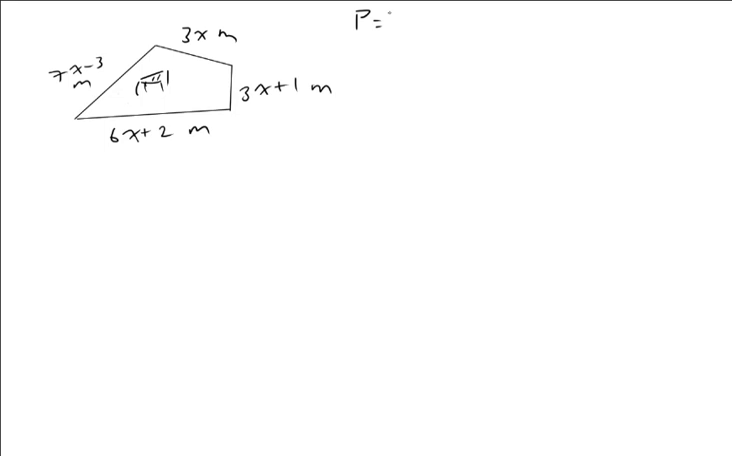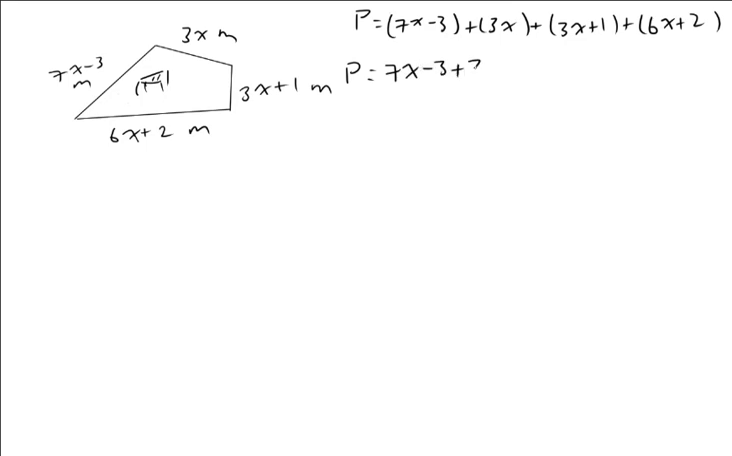So, if we see all the side lengths here, we can just add them all. So we see 7x, sorry, this should be minus 3. Add the next side length, 3x, perfect. The next one is 3x plus 1. And then the final one is 6x plus 2. Alright, so luckily for us, it's just all additions. So all we gotta do is just remove the brackets, right? So we have 7x minus 3 plus 3x plus 3x plus 1 plus 6x plus 2.